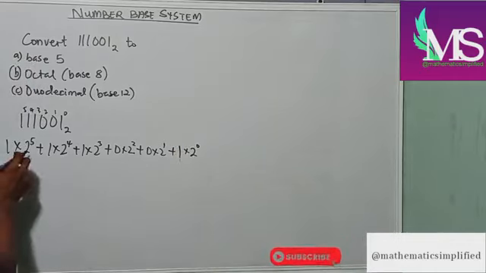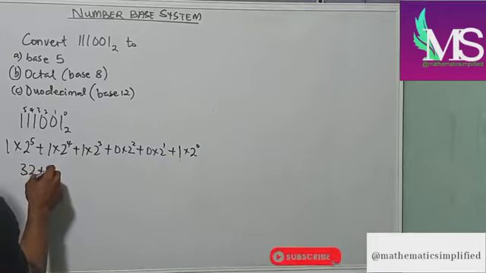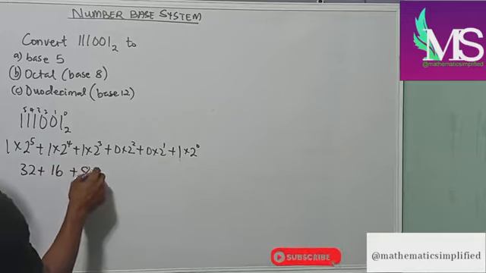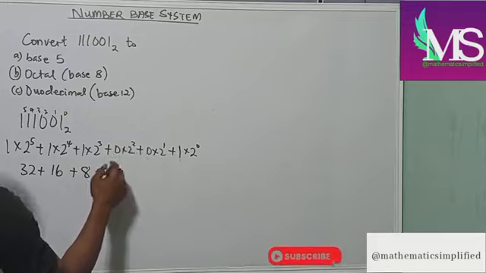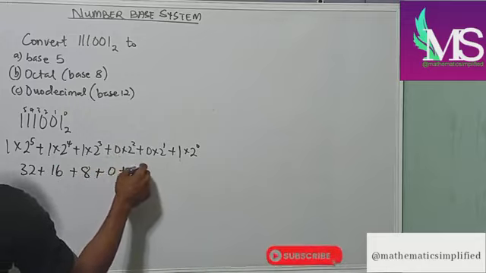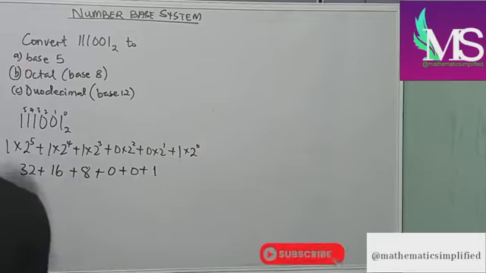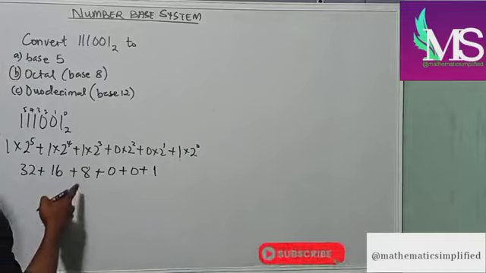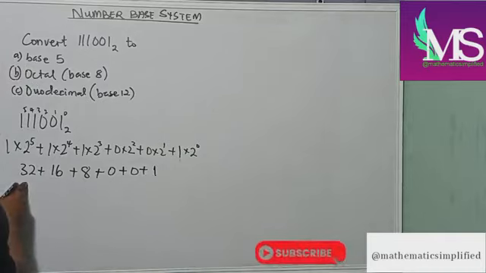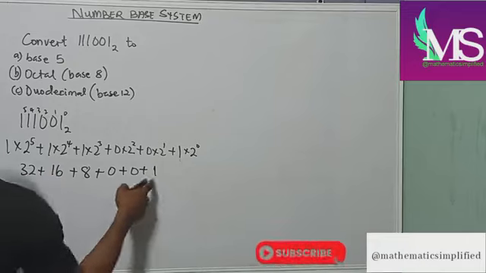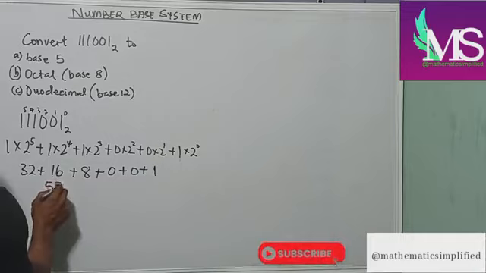So 2 raised to the power 5 is 32 plus 16 plus 8 plus 0 plus 0 plus 2 raised to the power 0 is 1, 1 times 1, 1. So adding this up, this gives us 40, 56, 57. So this gives us 57 base 10.